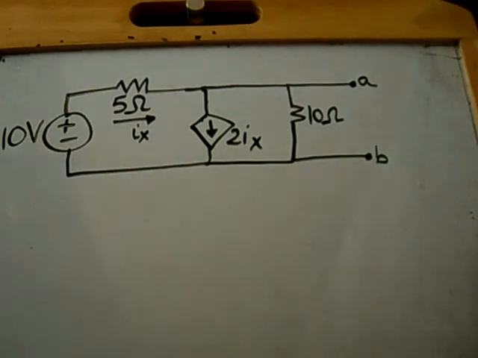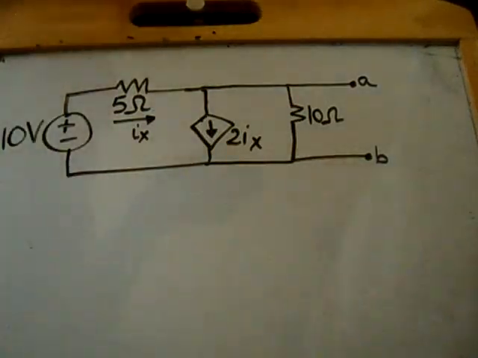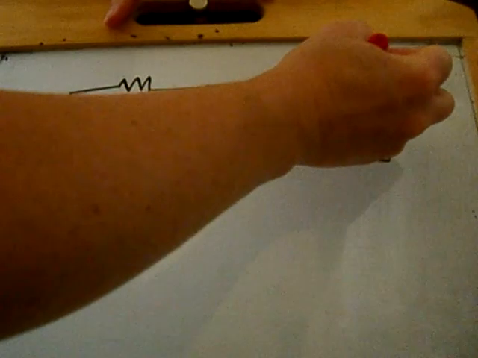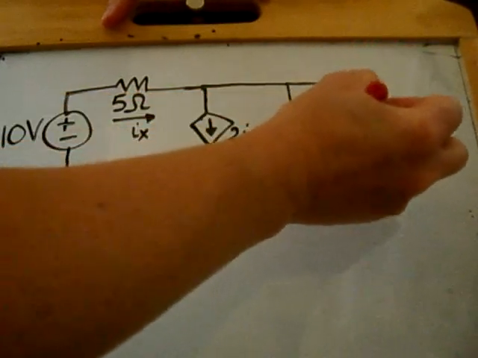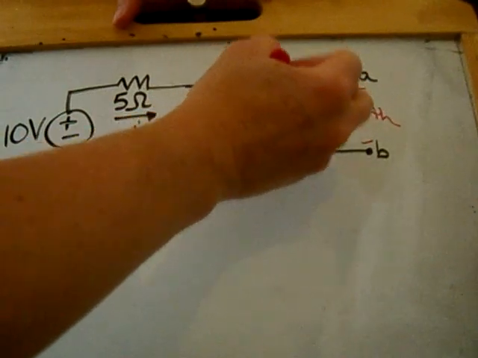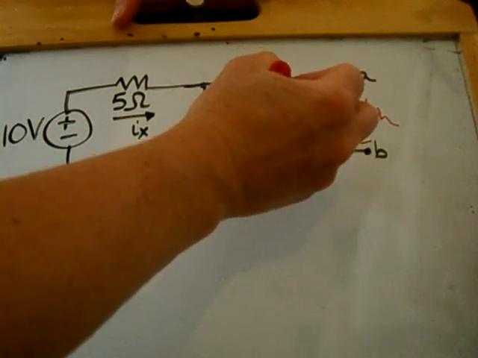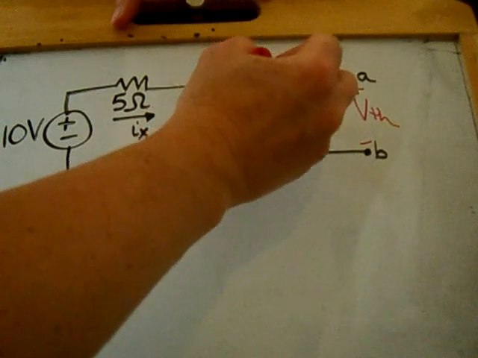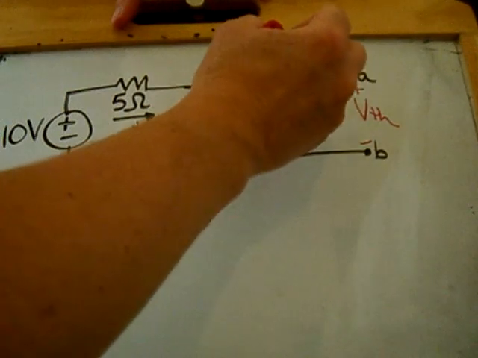For this example, the Thevenin equivalent needs to be found. So the first step is to find the open circuit voltage between the 2 points you're trying to find here, A and B. So we want to find VTH. VTH can be found if we knew the current through this one. I'm going to label it as I1.